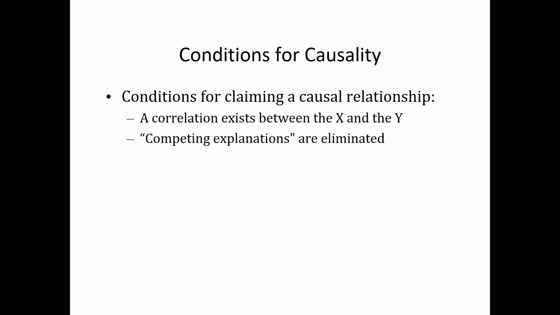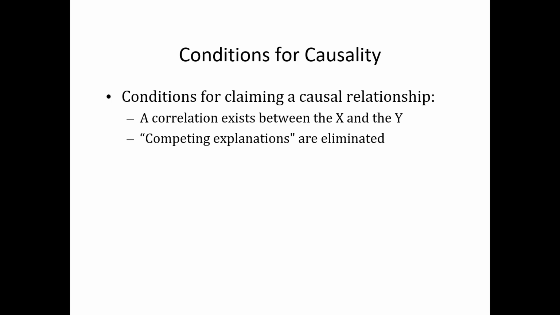In general, there are three conditions that must be satisfied in order to establish that a cause-effect relationship exists between two variables X and Y. First, you have to show that there is a correlation or association between the two factors or events that you think are causally related. In other words, when one occurs or changes, so should the other. Second, we have to eliminate competing explanations, that is, alternative theories that could account for the observed correlation.